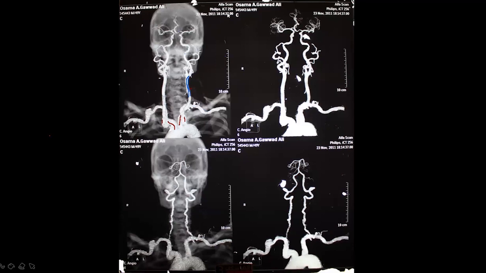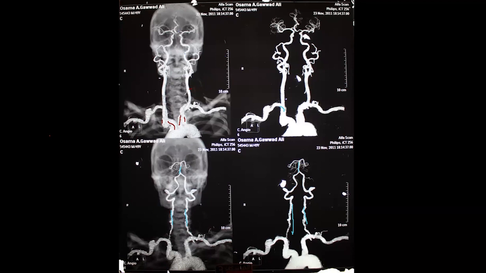Where's the vertebral? This one is a vertebral. Okay, this is vertebral, and the two vertebrals join to form which artery? The basilar artery. Can you point to it? This one. These are the basilar artery.